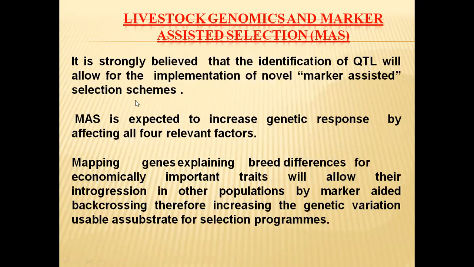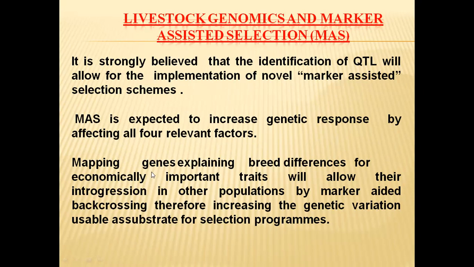It is strongly believed that the identification of QTL will allow for the implementation of novel marker assisted selection schemes. So QTL is one type of method used in this genetic mapping. This identification of QTL sequences helps in developing marker assisted selection methods. These marker assisted selection methods are expected to increase the genetic response by affecting all the 4 relevant factors that we intend to increase with these biotechnological methods in the improvement of livestock health.